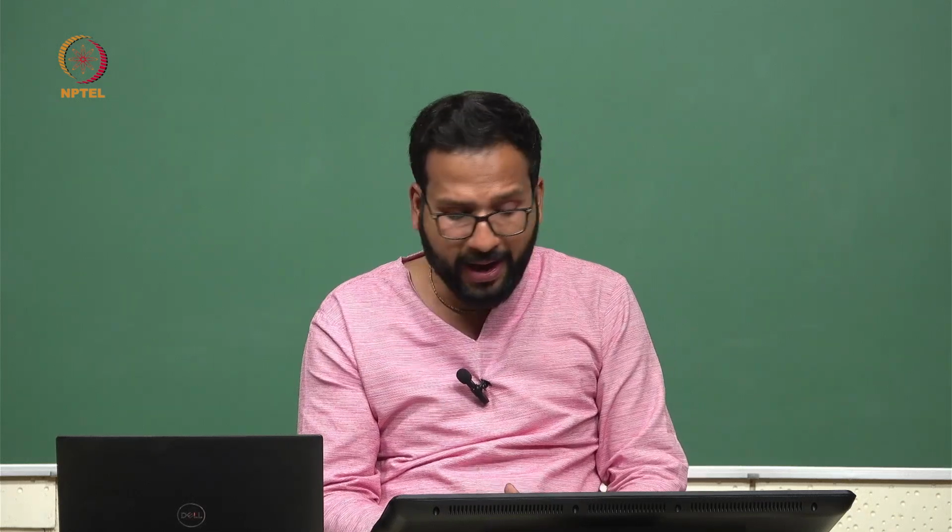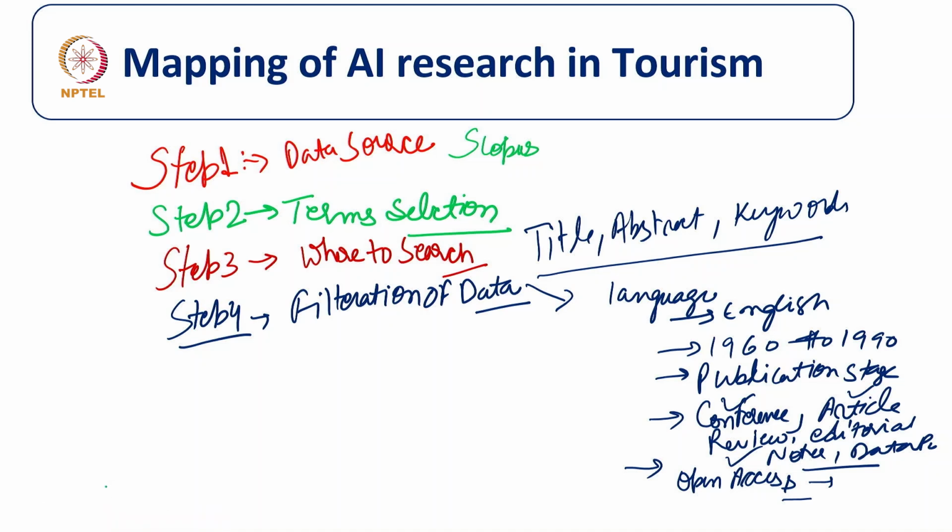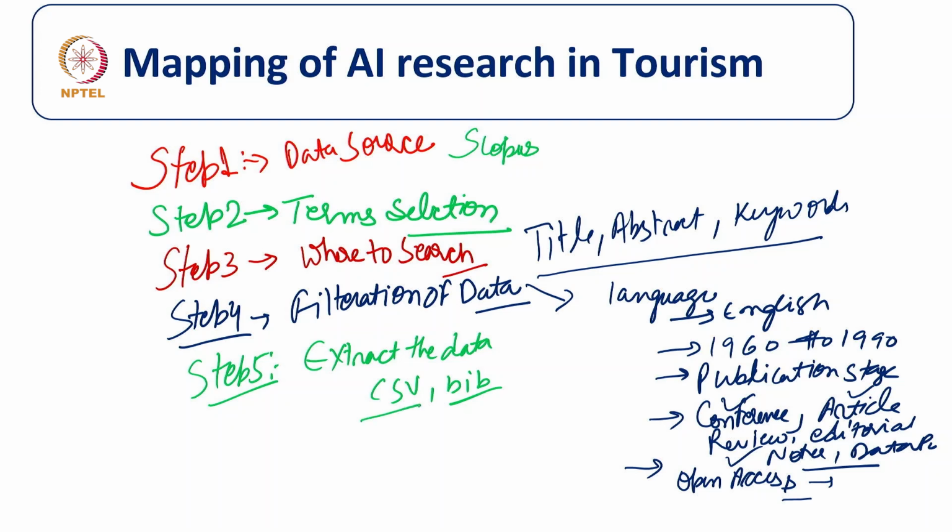And at step 5, we extract the data in an appropriate format. Scopus provides formats like CSV and BibTeX. So, we may want to have the data in either the BibTeX format, CSV, or another format that Scopus provides, and we can extract the data.